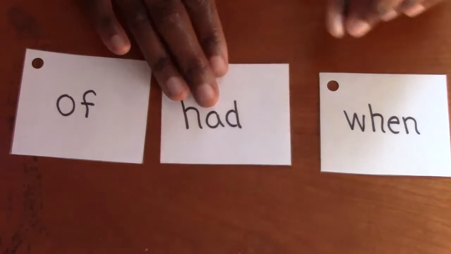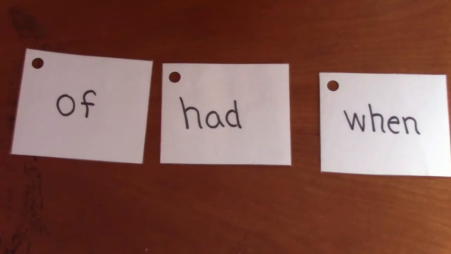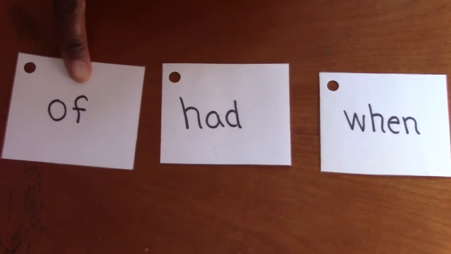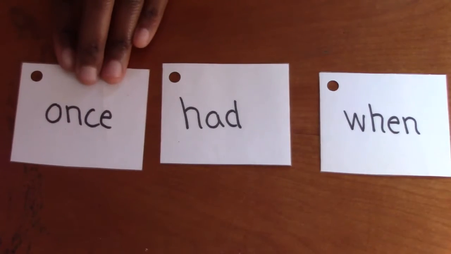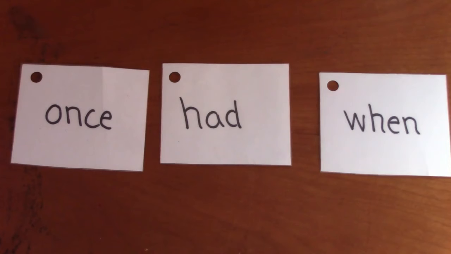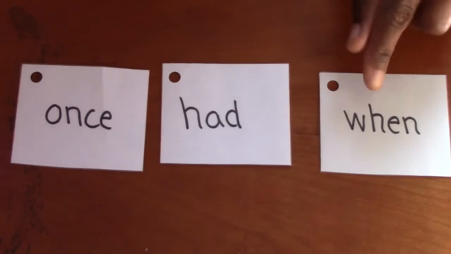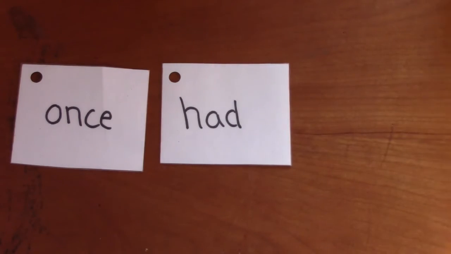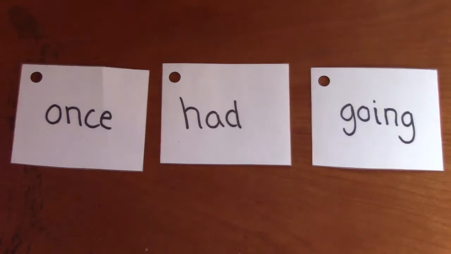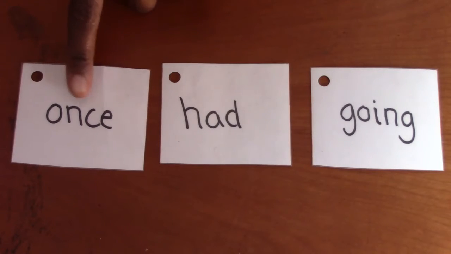All right, point to the word of. United States of America. Point to the word when. The question word, when. Good job. Most question words start with the WH, that digraph. Okay. Point to the word once. Once upon a time. This one right there.